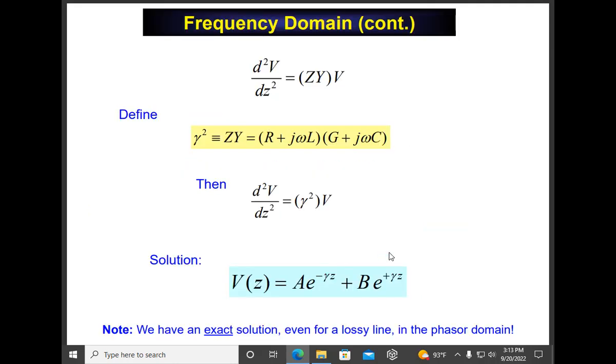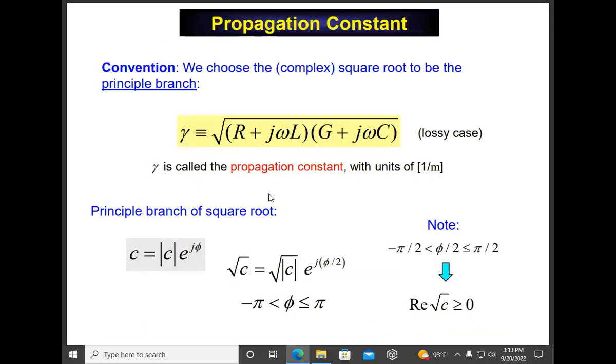Okay. Now, one more comment. So we have gamma squared, right? Gamma squared is this, which is, of course, a complex number. We take the square root to go back to gamma, right? Now, I'm going to say that the correct square root is, and we'll justify this in a second, what we called, remember this from our discussion weeks ago, the principal square root. The radical sign means the principal square root. I'm going to define gamma with the radical sign, so the principal square root of just capital Z times capital Y.